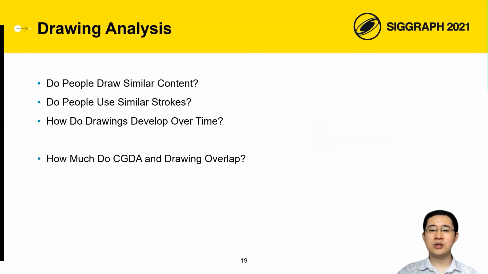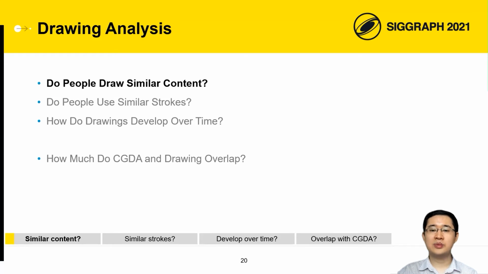Our analysis consists of 2 major parts. We first compare tracing and freehand drawing by examining their similarity in content drawn, stroke usage, and progression over time. We then evaluate CGDA methods by finding the overlap between their output and hand-drawn data.